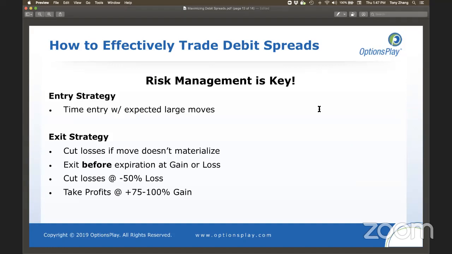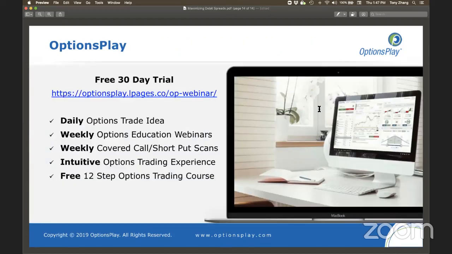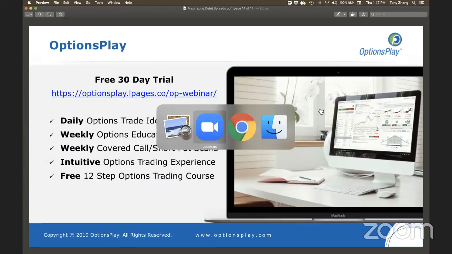Not to say I don't like trading other spreads. I love trading credit spreads as well. It's just that these are easier to manage. So if you're brand new to options trading, or if you're short on time and you don't have the time to go through every single position every single day, debit spreads do provide you with some peace of mind, because you know you're risking less money than what you can potentially make, versus the other way around for some more high probability strategies. So with that, what I want to do is jump over to Options Play.